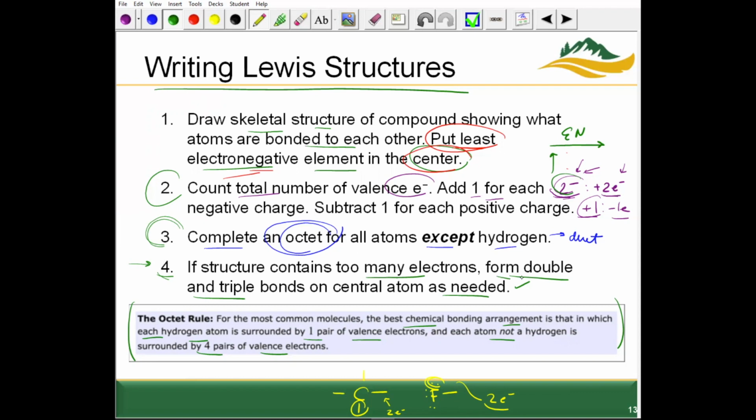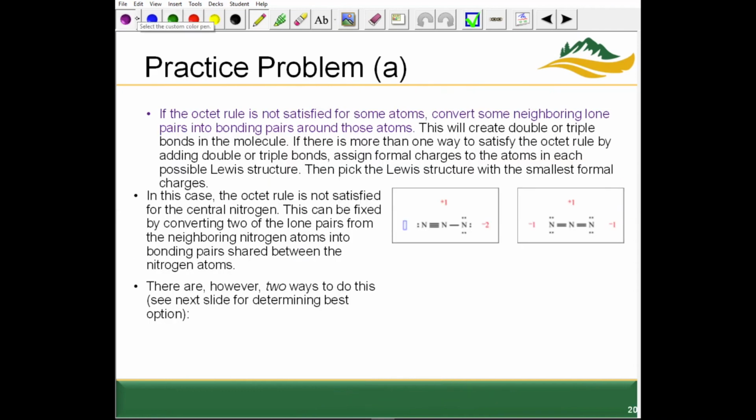If we change some of the single bonds to double or triple bonds, that could help the central nitrogen reach a happy octet. And so because the octet rule is not yet satisfied, we need to convert some neighboring lone pairs into bonding pairs, also thought of as bonds around the atoms that are lacking that complete octet. So right now we're looking at this structure. We need to sort of play around with this and see if we can pull this lone pair of electrons into this bond to then form a double bond.